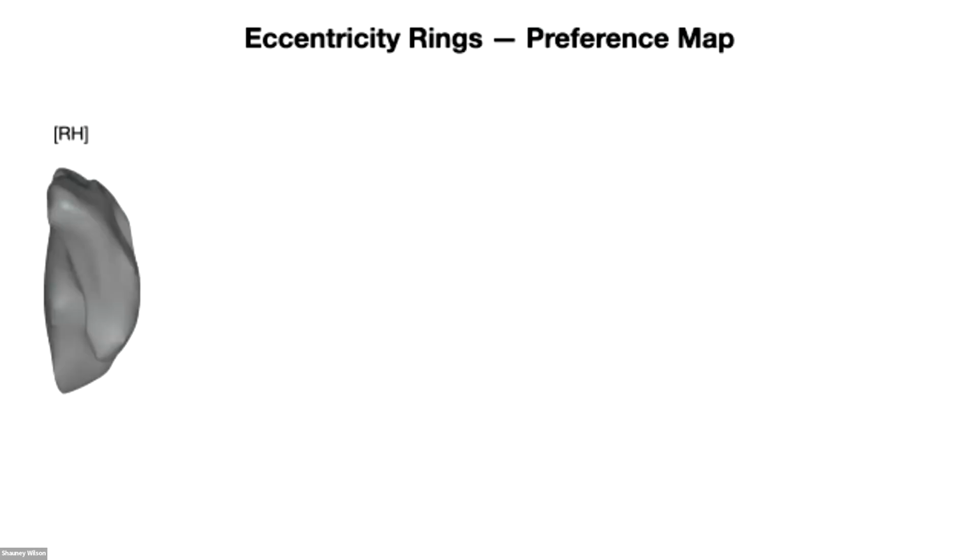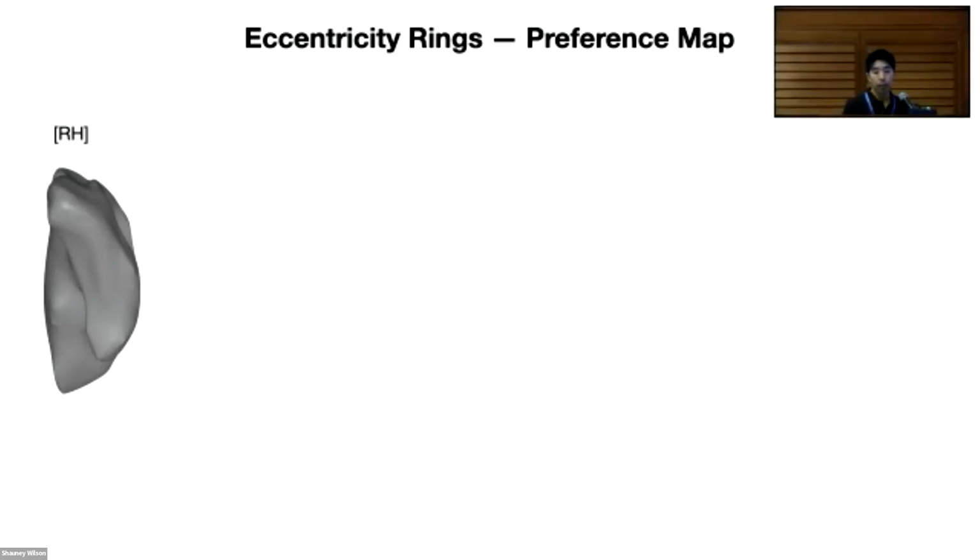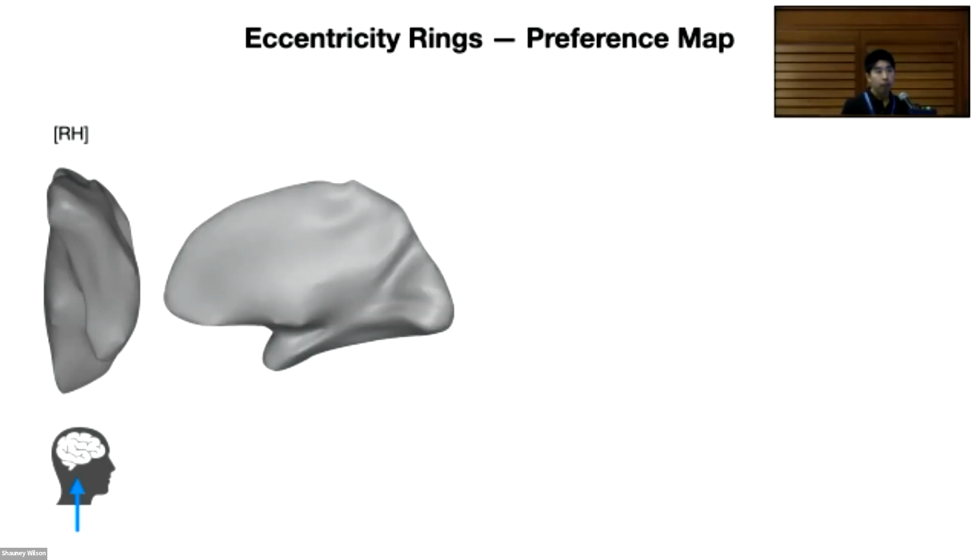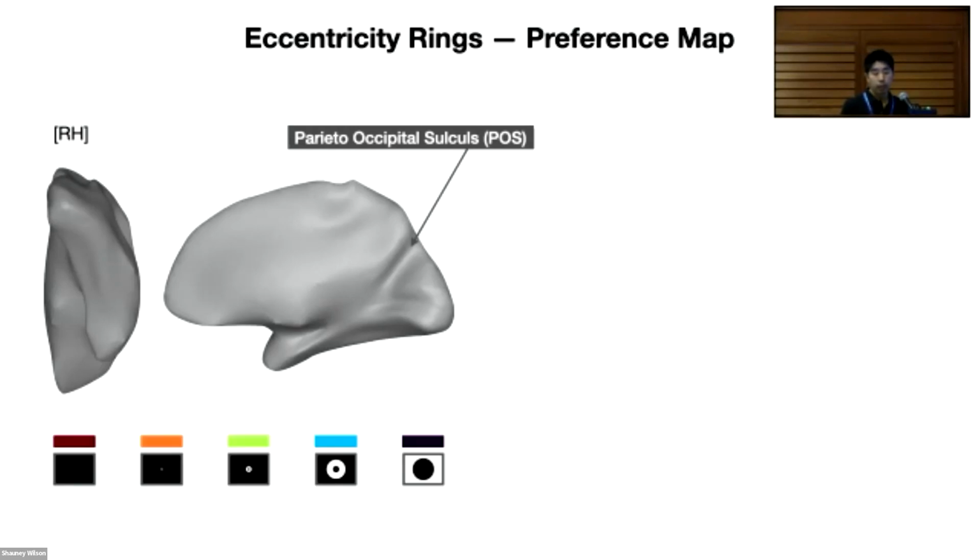Okay, here I'll show the results from the right hemisphere, and this is the view of a partially inflated brain when you are looking from bottom to up. And if we rotate this, now we are seeing the medial view, where you can see the parieto-occipital sulcus, or POS. Now I'm going to overlay the result by coloring each voxel based on its preference, or the condition with the highest activation.